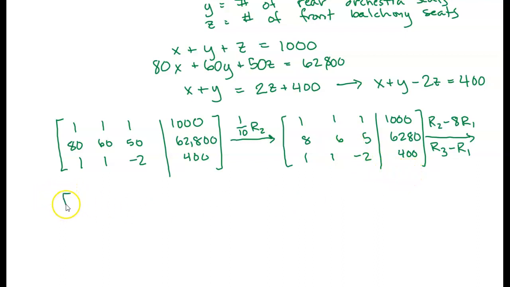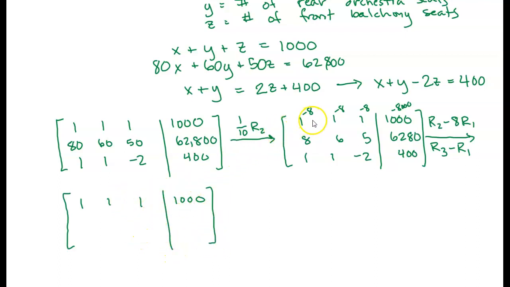So let's do that. I'm going to make a little note to myself so I remember what -8 times row 1 is, because I'm basically adding -8 times row 1. So this becomes -8, this becomes -8, this becomes -8, this becomes -8,000. But I'm not actually going to change row 1. I'm just going to leave it as this because I like having that 1 in the upper left.